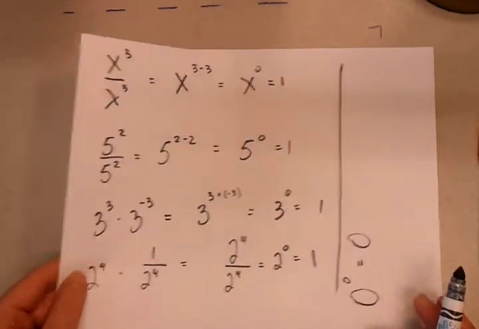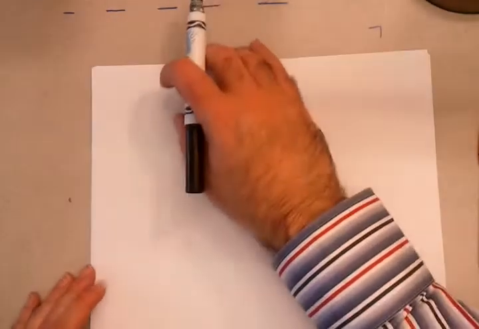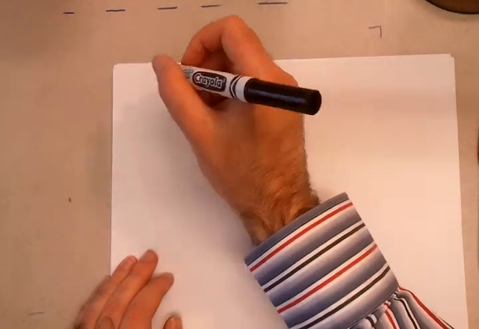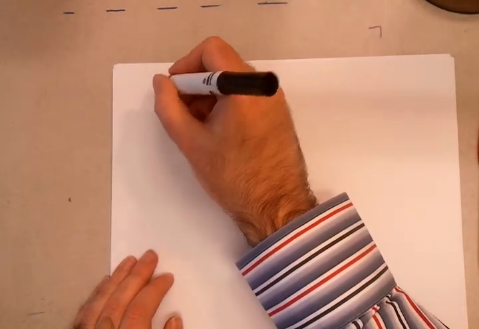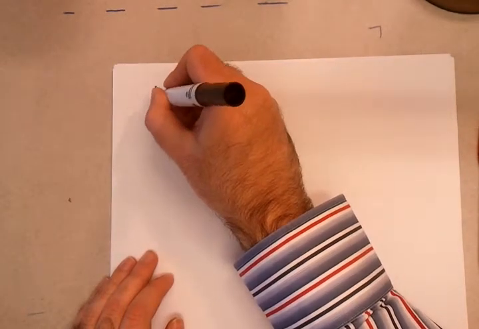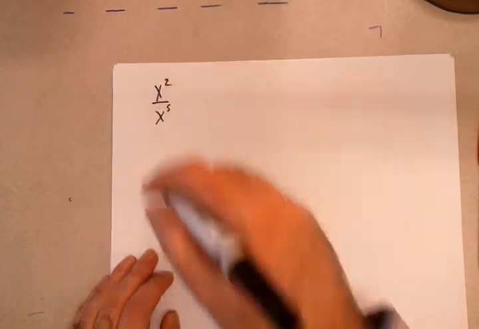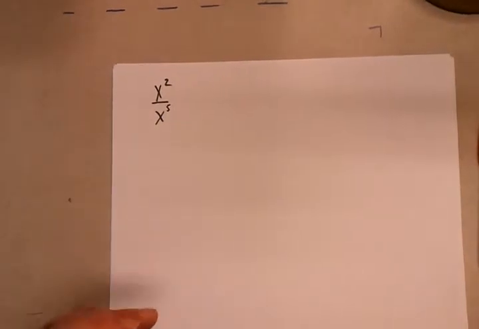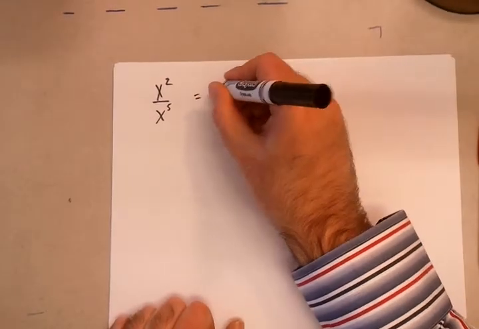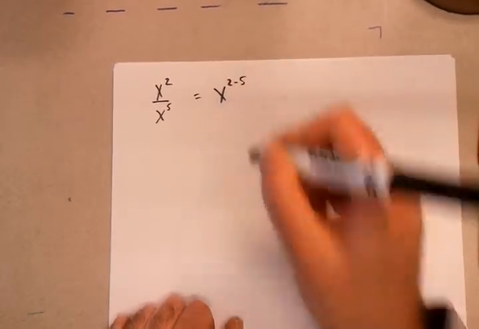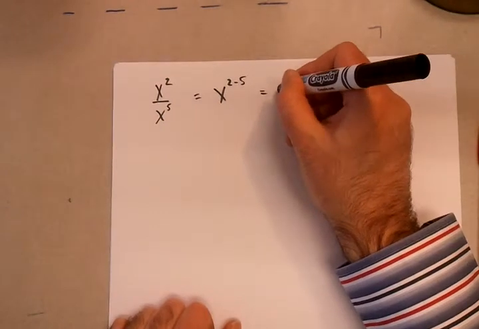Let's take a look at what happens when you have a negative exponent. So for example, you have a problem like this. x to the second power over x to the 5th power. This is a quotient of powers. You have a pair of exponential forms that are being divided against themselves, same base, so you're going to subtract the exponents. 2 minus 5, which gives you x to the negative 3.